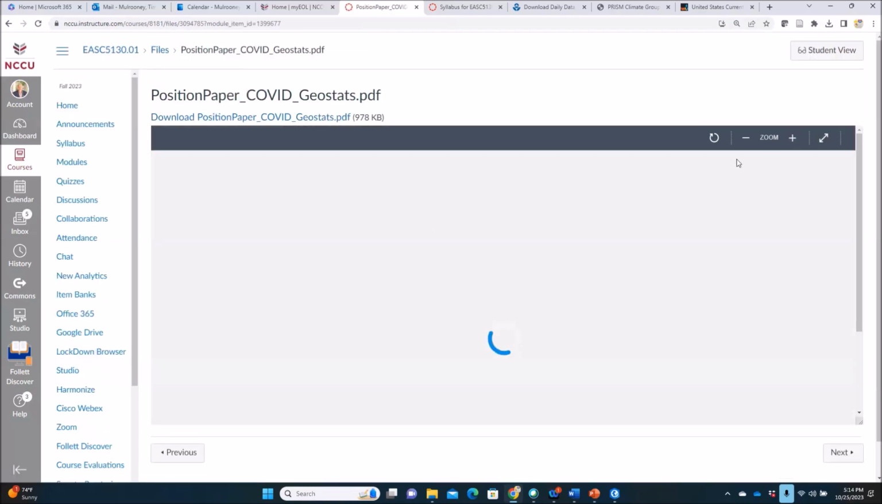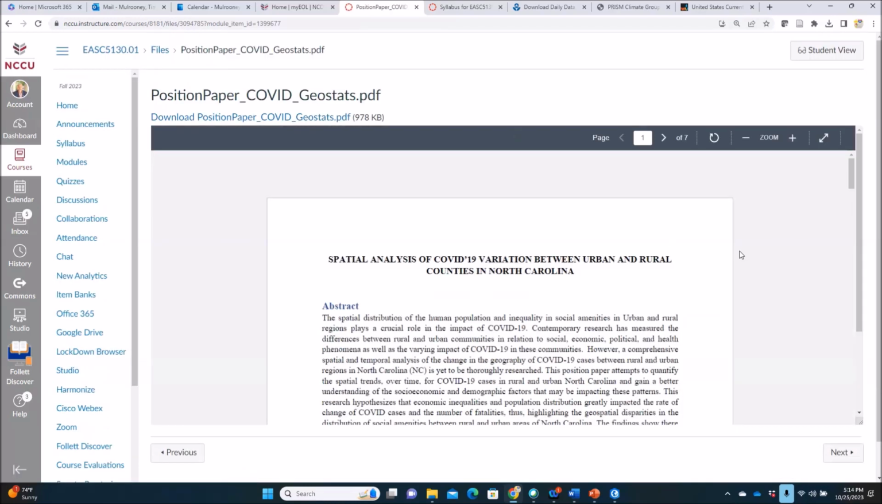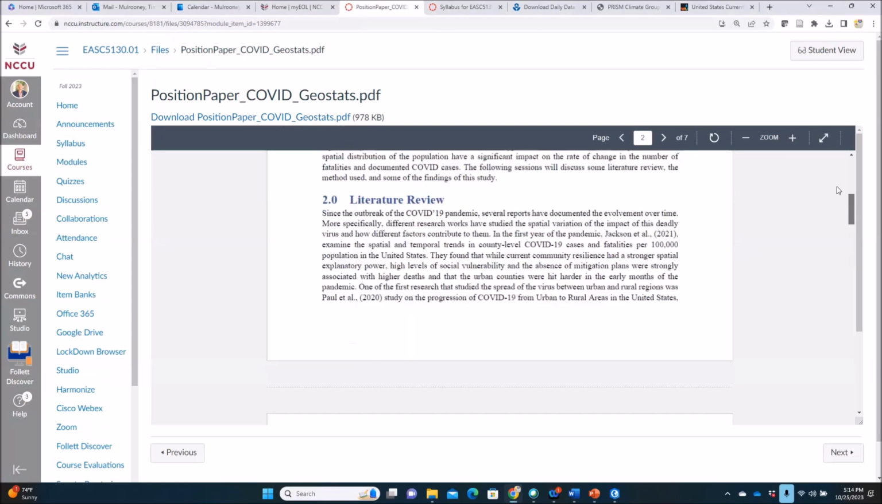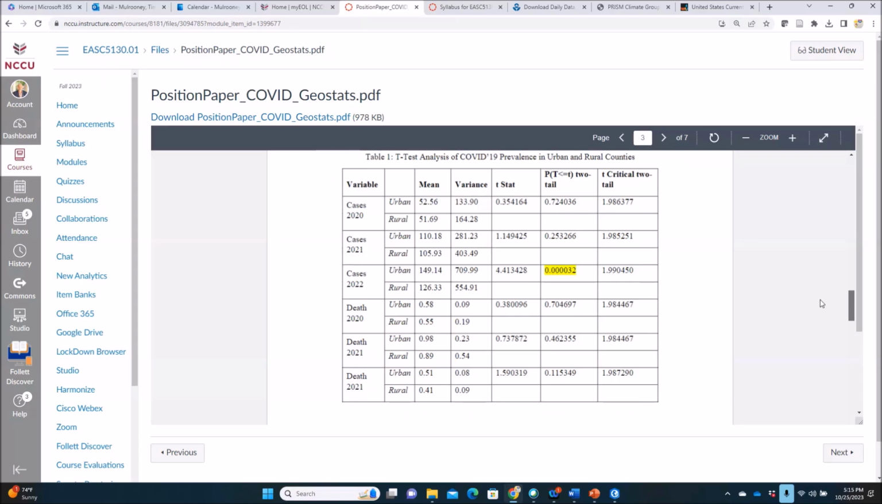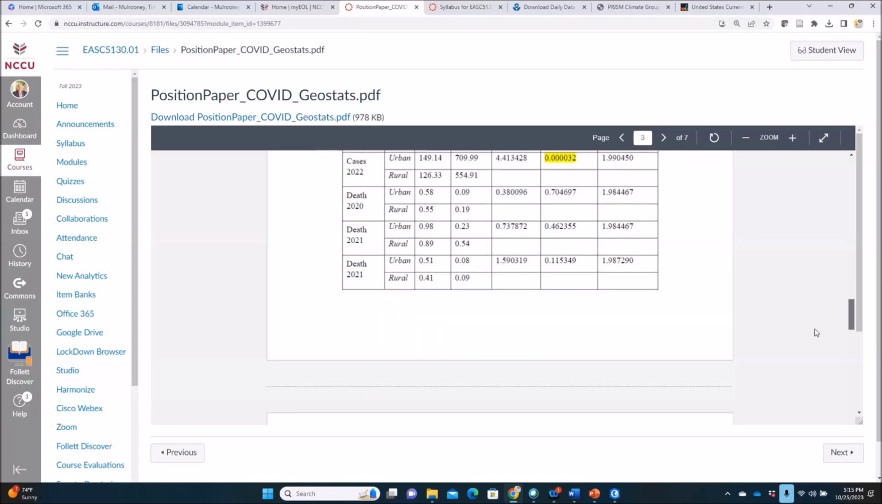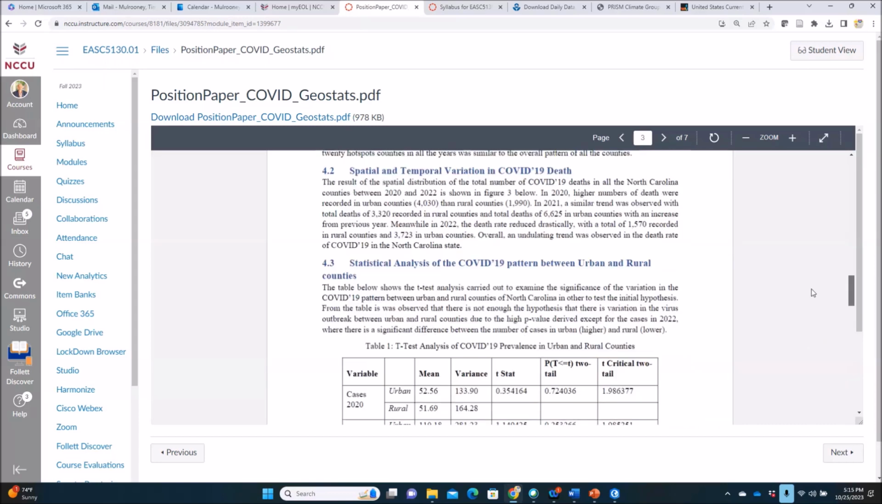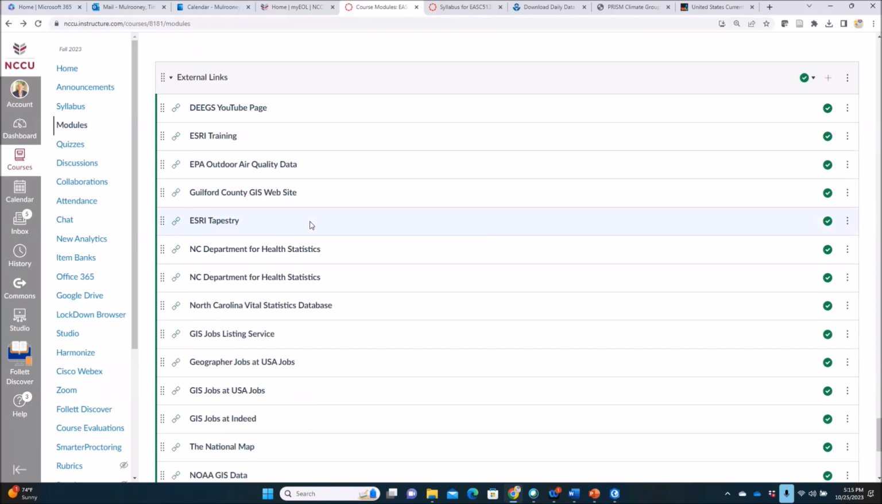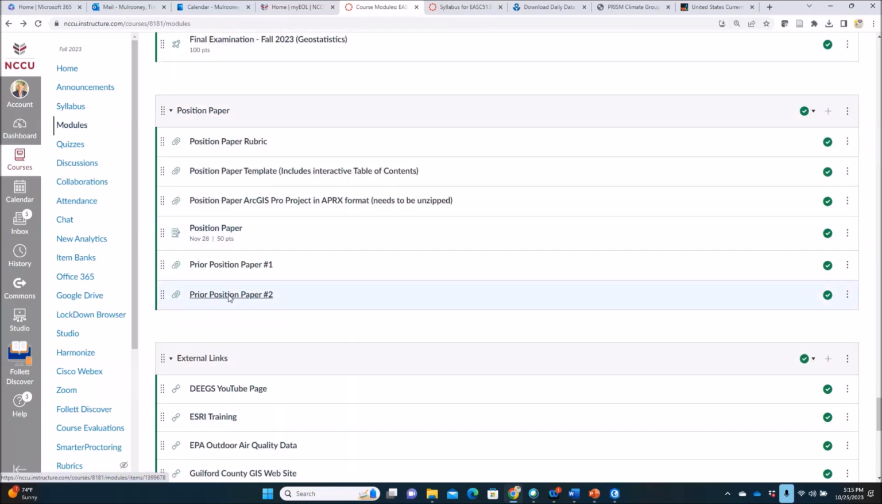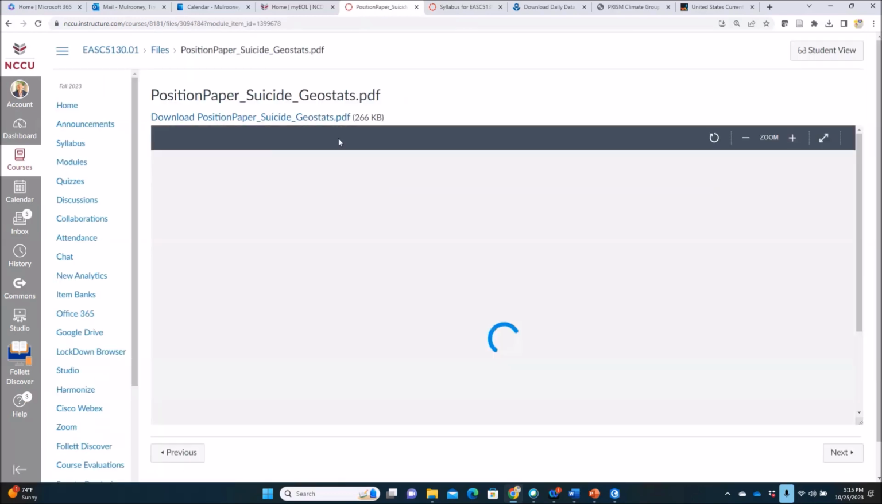I've got a template for this, but this one was a spatial analysis of COVID-19 variation between urban and rural counties. This is pretty straightforward. You can see the mean. We've got some descriptive statistics, some two-tailed t-tests, all this other good stuff, and some nice, pretty maps right here. So you know me, I love looking at maps. People love looking at maps too, even though we take a lot of effort to go through and make those.